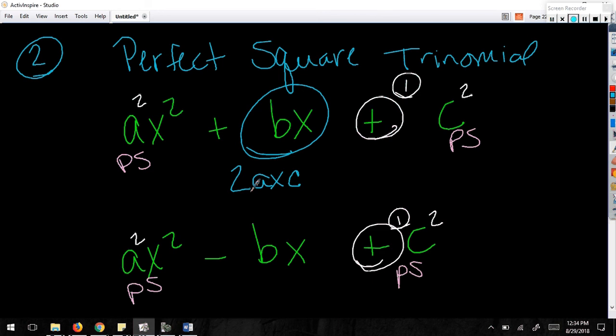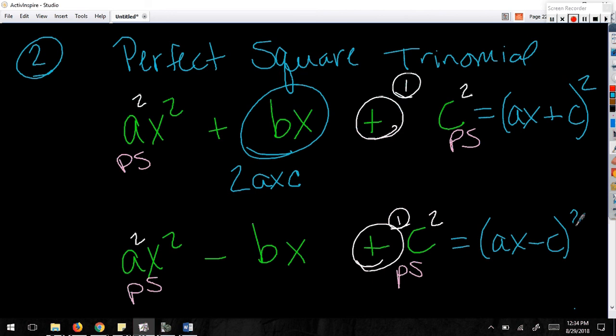Okay? And I'm just using this one, and I know that this sounds really confusing right now. It is. But if all this rings true, then it factors as the square root of the first, sign, the square root of the last, squared. Let me get a perfect square.